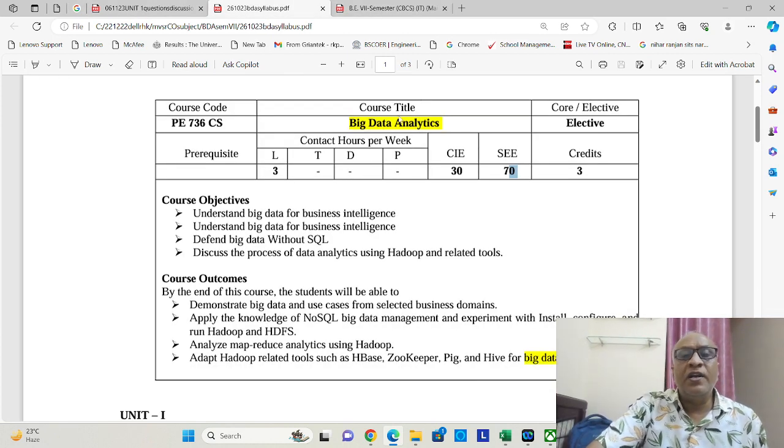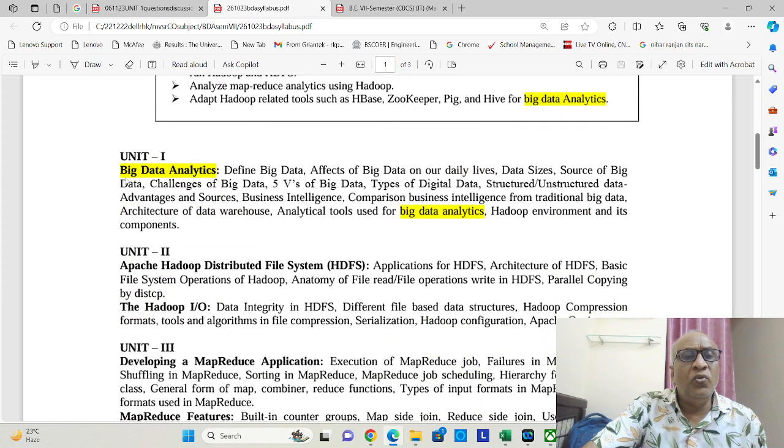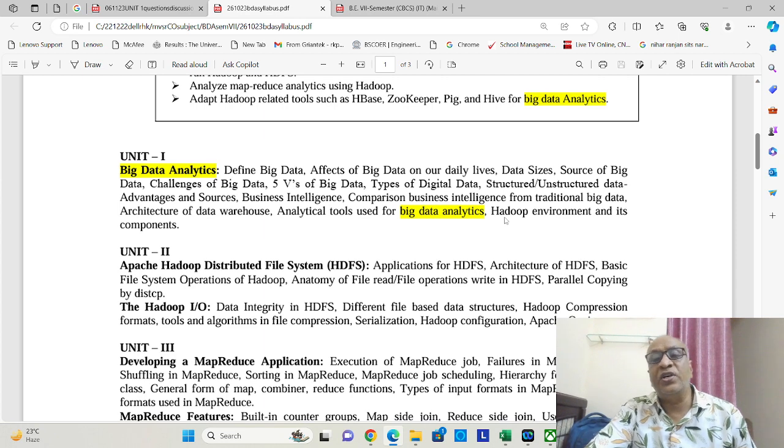Let us continue our learning of the subject Big Data Analytics, meant for semester 7 CSE students. We are into unit 1 discussion, and till now we have covered these basics like 5 V's of big data, structured, unstructured, semi-structured data, comparison of BI with traditional big data. We also covered Hadoop installations, Hadoop modes.